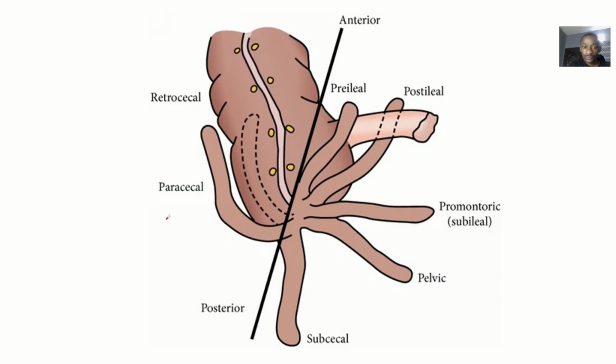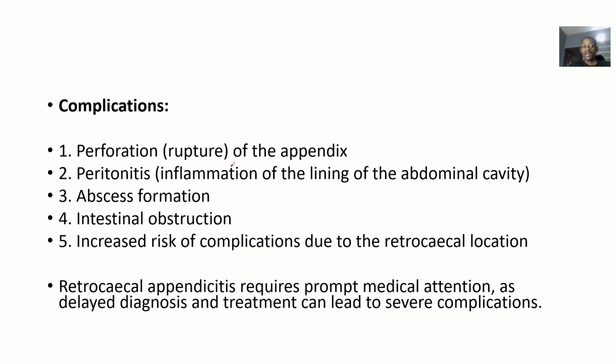All right, so just take a look again. If it is at the back, they call it what? Retrocaecal. That means the appendix is behind what? The caecum. All right, then talking about the complications, which is the most important reason why we study what? The variants of the appendix, because each variant actually has its own problems and all that.